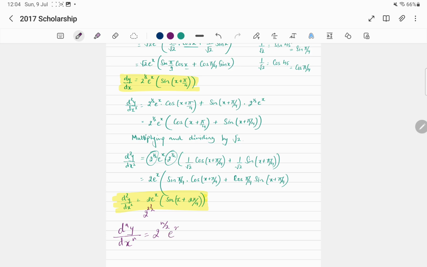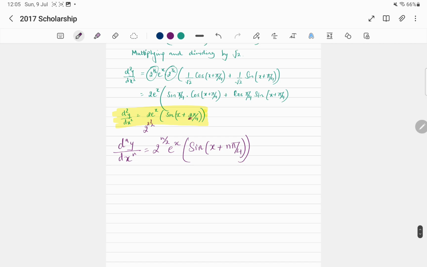Then e to the power of x. Then we have sine of x plus, here it was 1 and here 2, so n pi over 4. So that is the generalized formula.